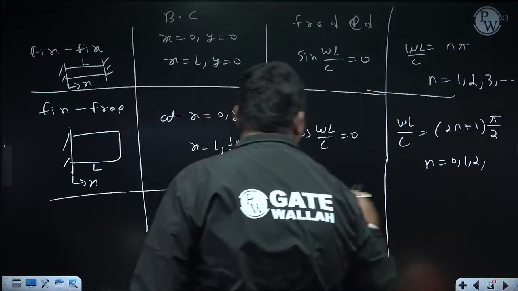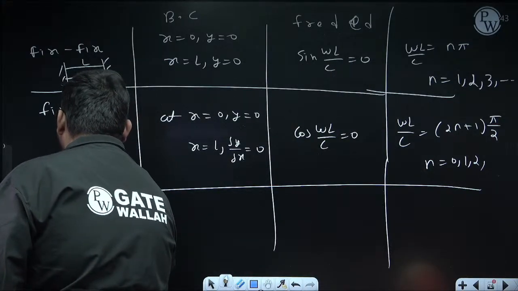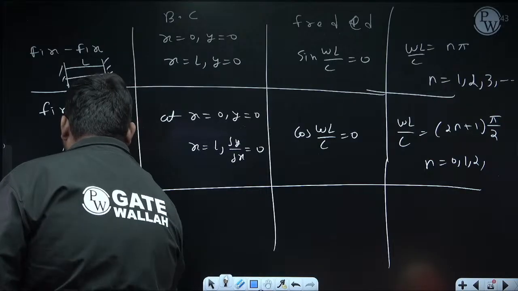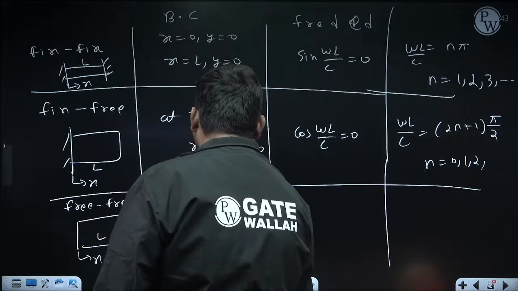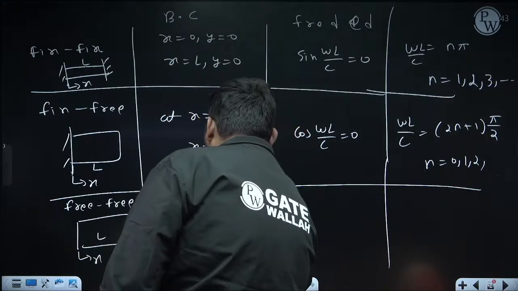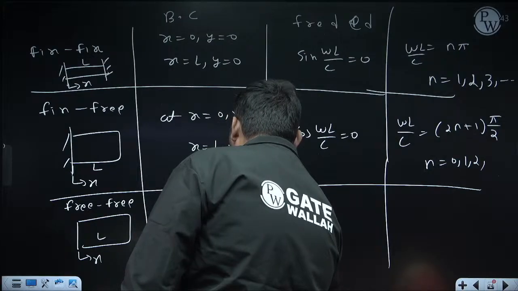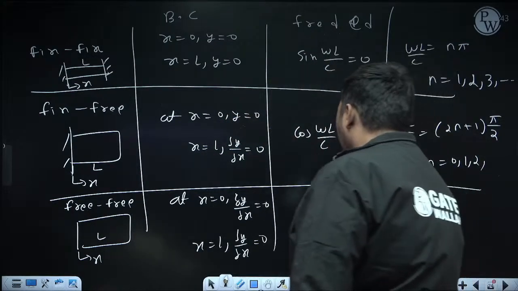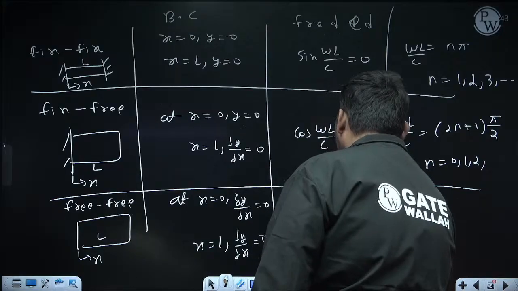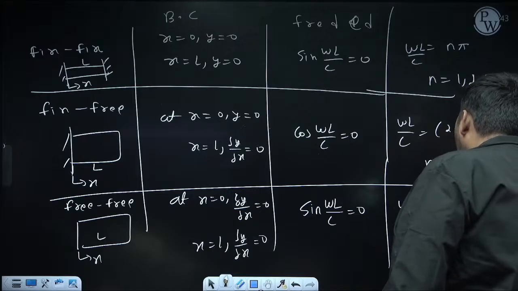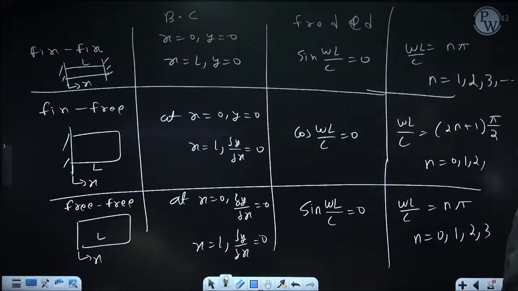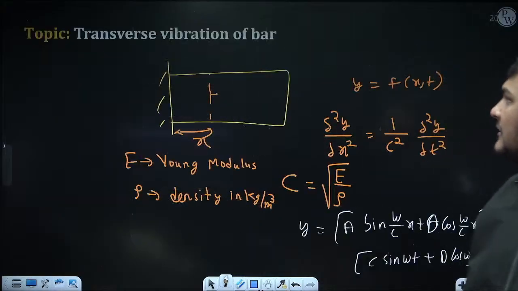Same thing is repeating. Next is free-free. Both ends are free. At x equal to 0, del y by del x is 0 because it is free. X equal to L also, del y by del x is 0. Now here frequency equation is coming in terms of sine. Sine omega L by C is 0. Means omega L by C is n pi, but here n will start from 0. By putting n equal to 0, it is coming 0. That is frequency of rigid mode. Means if we are calculating frequency of fundamental mode, that is first non-zero frequency, which I will get by putting n equal to 1. Clear? Same thing.